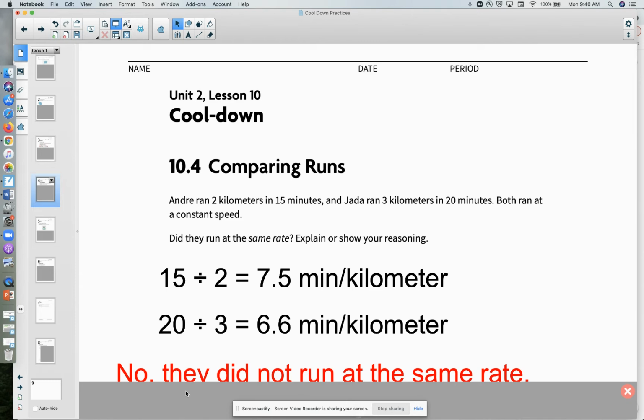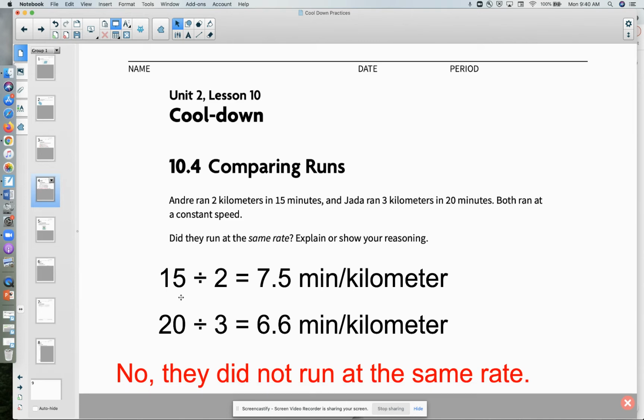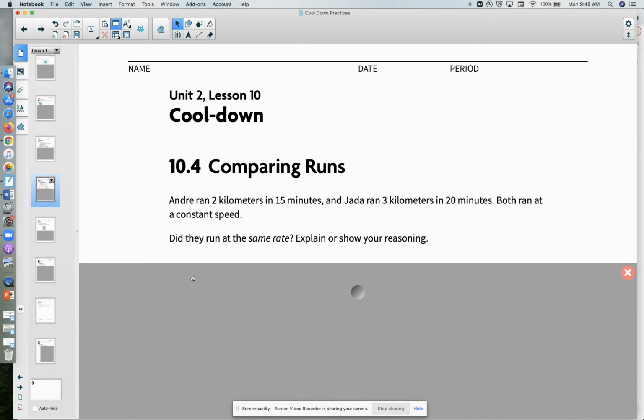All right, they did not run at the same rate because 15 divided by 2 is 7.5. 20 divided by 3 is 6.6. So 7.5 minutes per kilometer. 6.6 minutes per kilometer. Who ran faster? All right, Jada ran faster. Okay, 6.6 is faster. Right, 7.5 is slower. So don't let your brain fool you just in case you thought it was Andre that ran faster. Andre ran slower. All right.